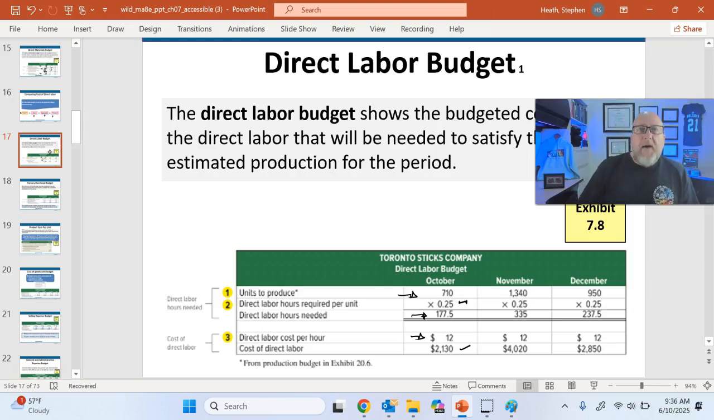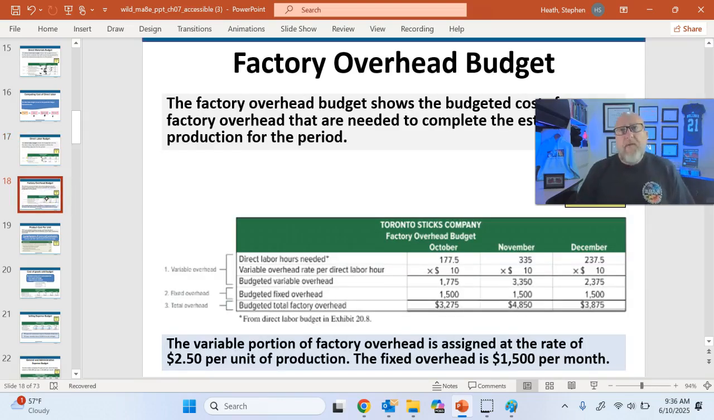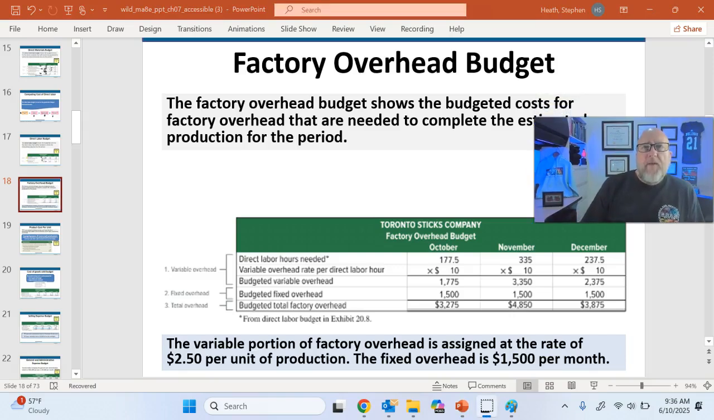Okay. Now, overhead. Factory overhead. How much do we budget? Okay. So in this particular example, let's just read this. The factory overhead budget shows that the budgeted costs for factory overhead that are needed to complete the estimated production for the period. Okay, it doesn't tell us anything. But what it's saying is, hey, guess what? The way that we are going to allocate our variable overhead anyway, is based on direct labor hours.